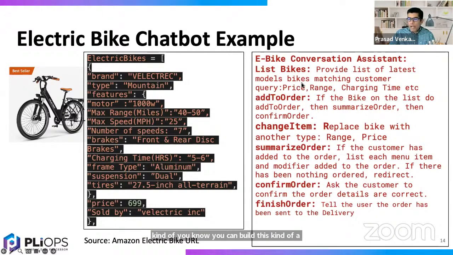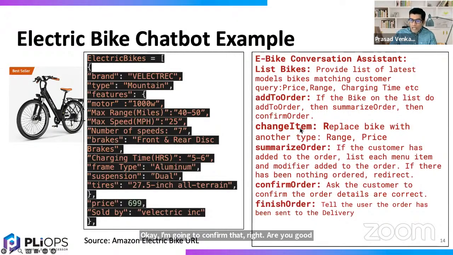So you can build this kind of conversational chatbot, listing the bikes, matching to the user's price, range, and charging time. And once you do that, the next step would be add to order, right? Based on it matching everything, you can add to the order, providing that option automatically as part of the prompt template. Then summarize the order to confirm, prompting the user: okay, I'm going to confirm that, are you good with that?